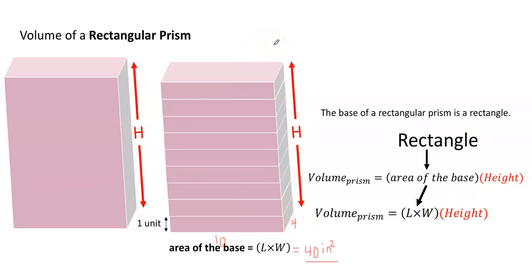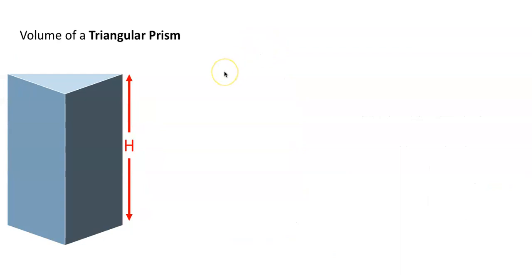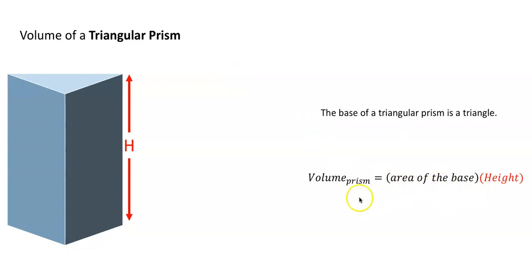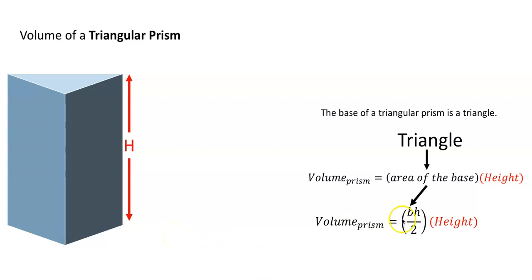Let me show you another example. Let's say we have a triangular prism. Yes, we're starting with the world's best formula. And then remember, the base of a triangular prism is a triangle. There's two bases on a triangular prism, one at the top, one at the bottom. And then we fill in the area of a triangle formula. Remember, this is the only part that changes.